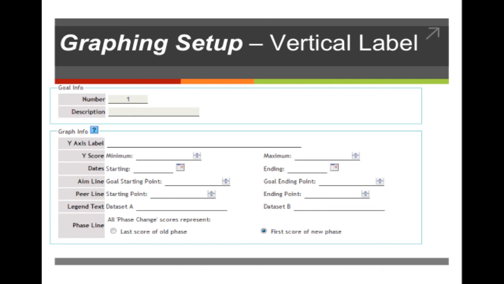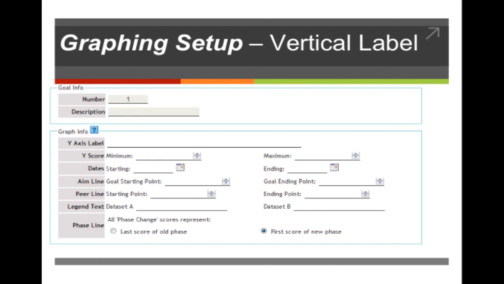Keep in mind the scale must be broad enough to encompass the aim line starting and ending points. The third required field is the starting date, which might be the IEP meeting date, and ending date might be 1 year from your IEP meeting date. The fourth required field is the aim line starting and ending points. The aim line shows the expected rate of progress that a student needs to make in order to accomplish their goal. The starting point would most likely be the baseline score, and the ending point would most likely be their goal score.